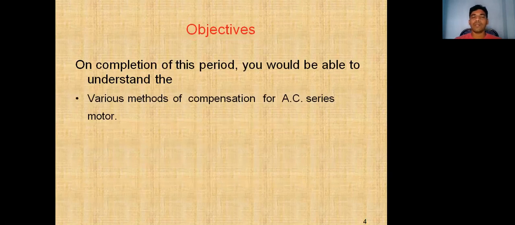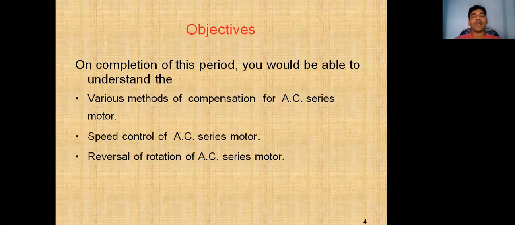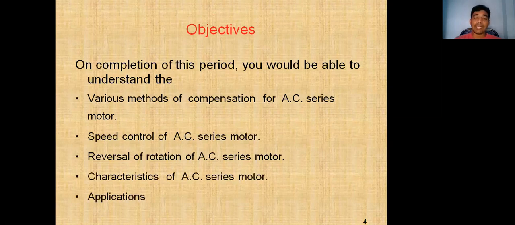Also on completion of this period you would be able to understand the various methods of compensation for AC series motor, speed control of AC series motor, reversal of rotation of AC series motor, characteristics of AC series motor and applications of AC series motor.